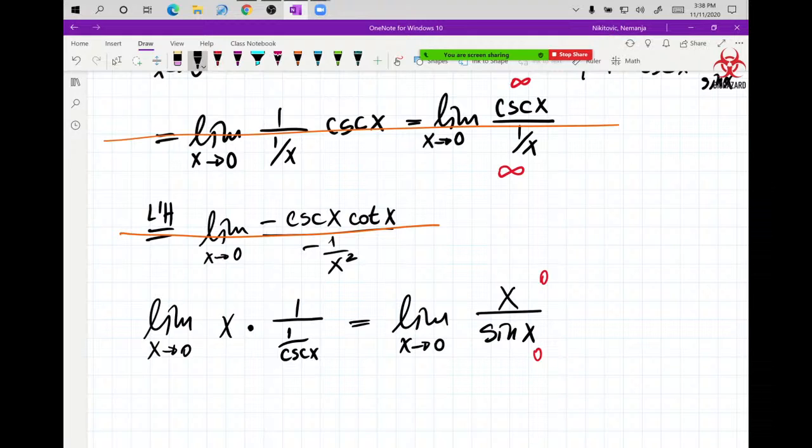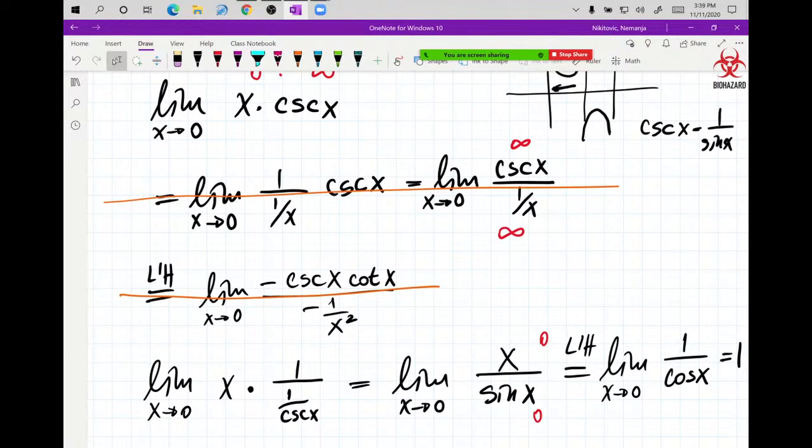Yay! Which means, hit it with the L'Hopital, limit, x goes to 0, and we have 1 over cosine x, which gives us 1, just like in that first problem we did. And now we know that the limit of x times cosecant x is equal to 1. Essentially, in this problem, 0 times infinity equals 1.